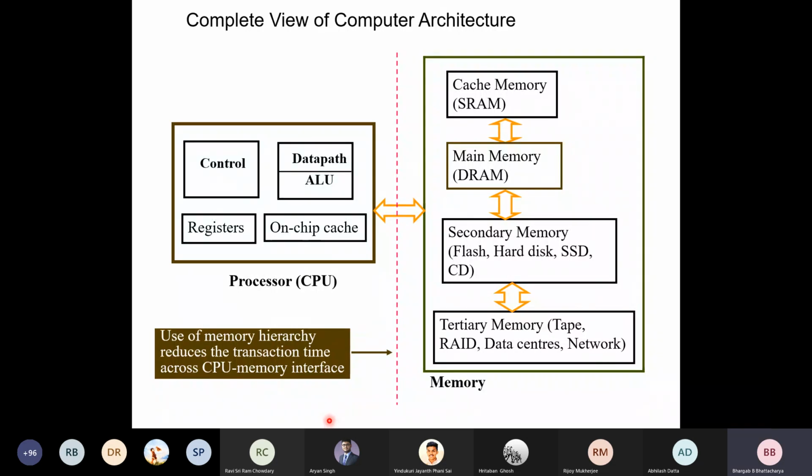The purpose of memory hierarchy is to expedite, to reduce the transaction time across the CPU memory interface. Now we demonstrate in the next few slides what kind of transactions are needed across this CPU memory interface.